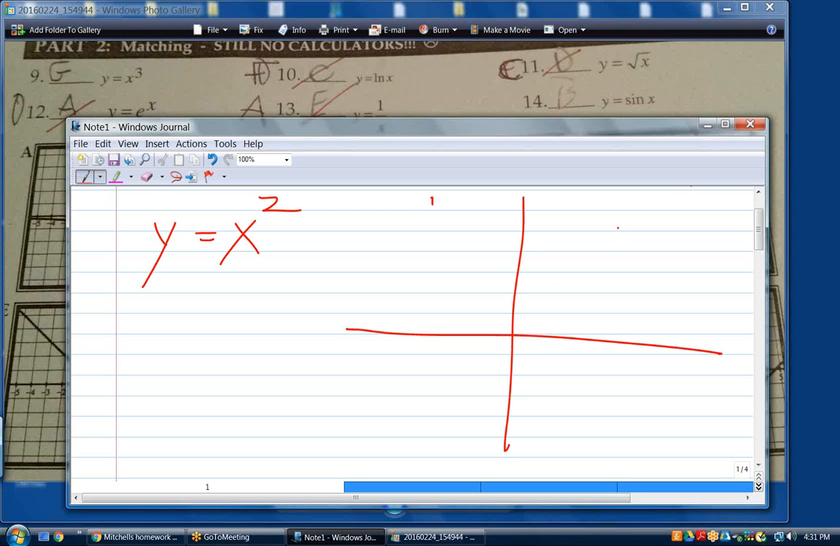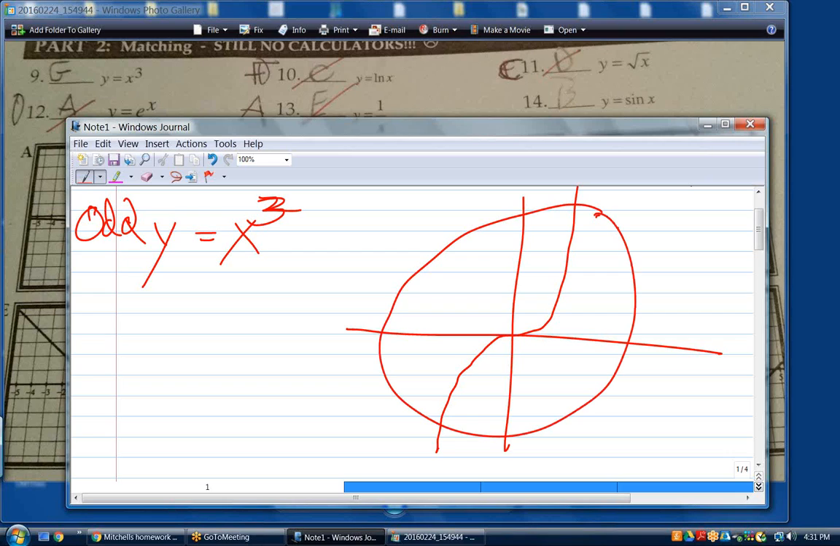Isn't it just a parabola? Parabola. All quadratics are parabolas. Okay, well, y equals x cubed does that. And notice that this is also odd. In other words, this is symmetrical about the origin.